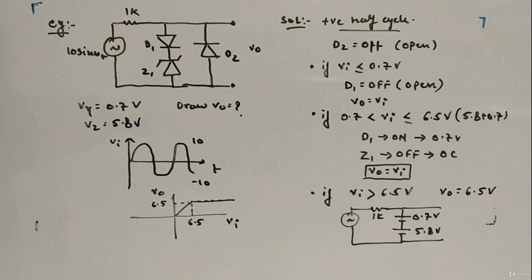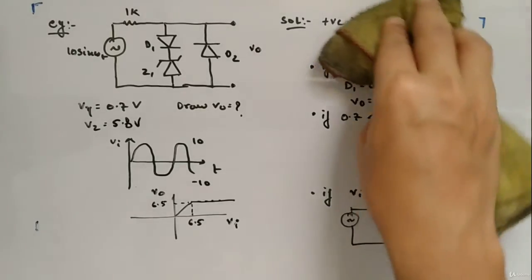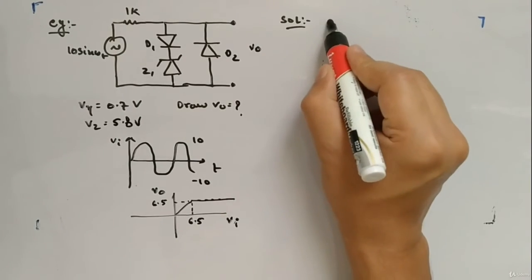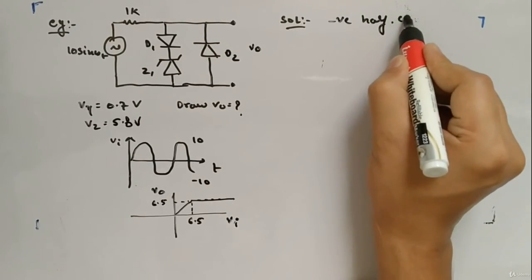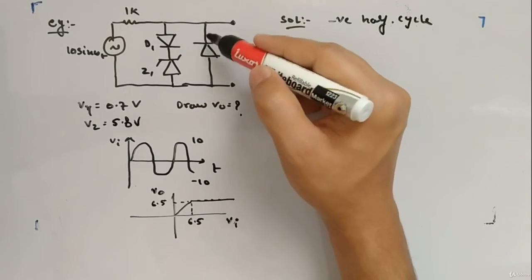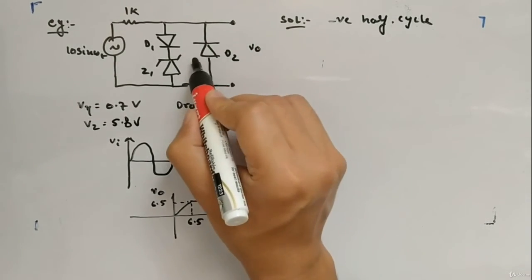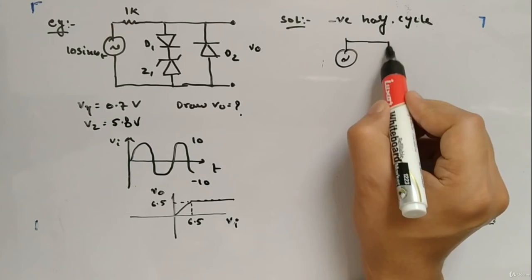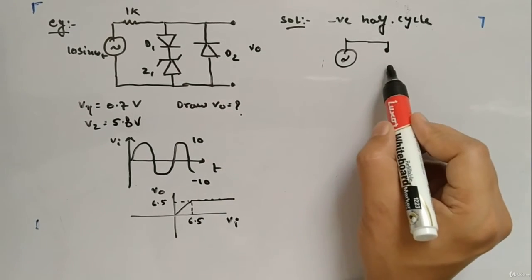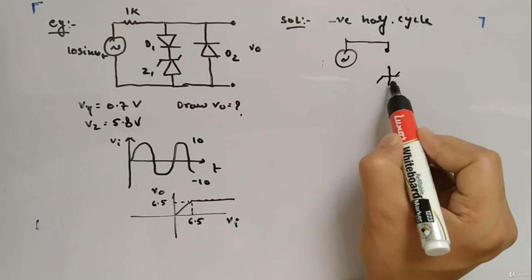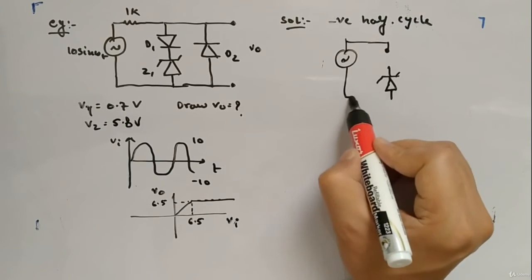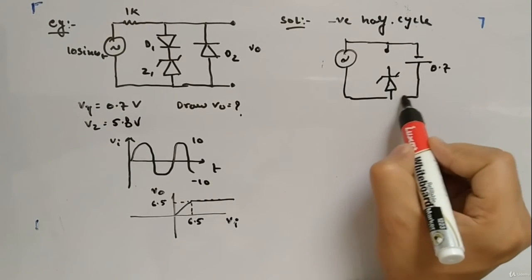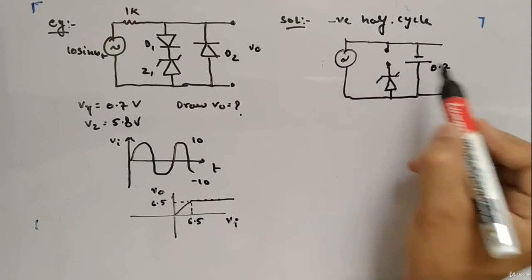Okay, now let's look at the negative half cycle. For the negative half cycle, you can see this is on, and if this will be on, this will be converted to positive negative. Okay, and this diode will be off since it is in the negative half cycle, so there is no need to check for a Zener diode since this branch is off, and this will be negative positive 0.7. Okay, V0.